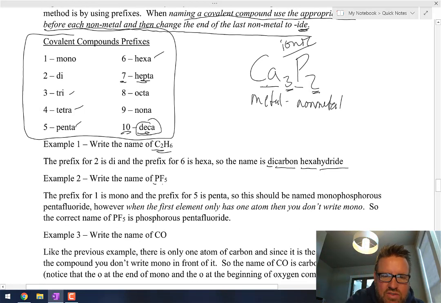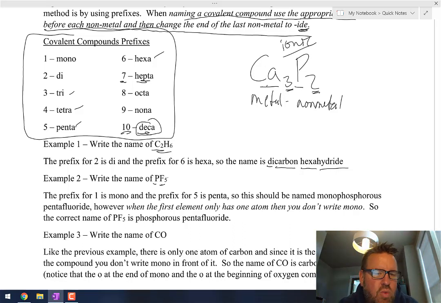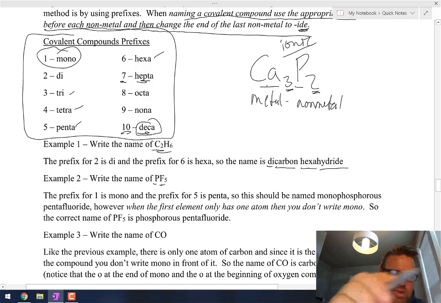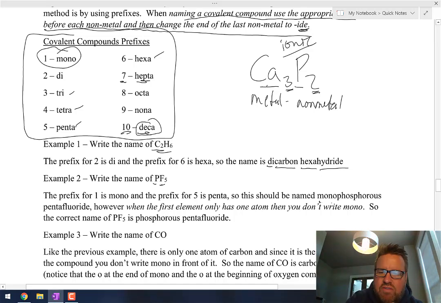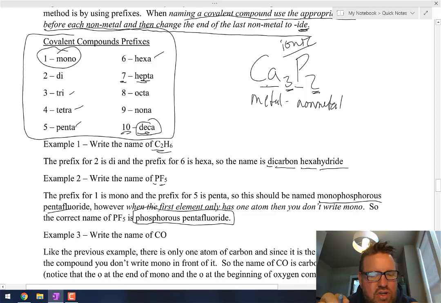So P is phosphorus, F is fluorine, and it becomes fluoride. Notice that there is only one phosphorus atom. So the prefix for 1 is, as you can see up here, mono. The prefix for 5 is penta. So this should be named monophosphorus pentafluoride. However, when the first element only has one atom, you don't write mono on the first element. You do if it's the second element, but you don't on the first element. So instead of monophosphorus pentafluoride, notice it's just phosphorus pentafluoride. And you know that if it's just the name of the element on the first one, there's just one of them.